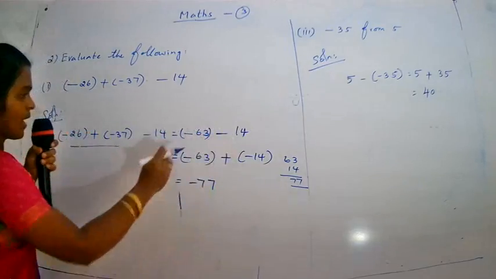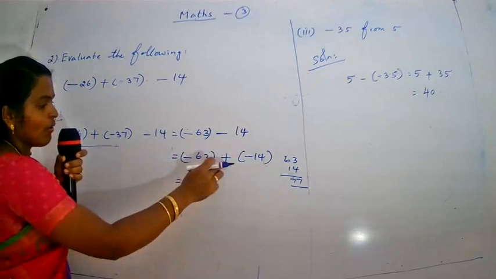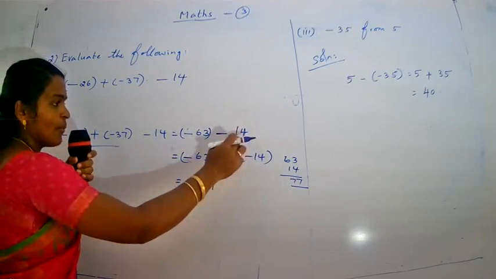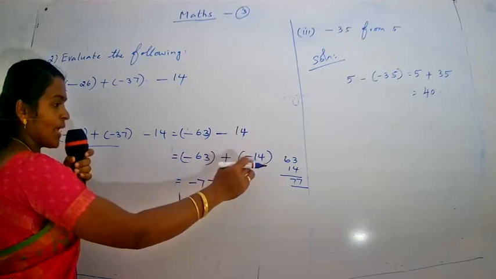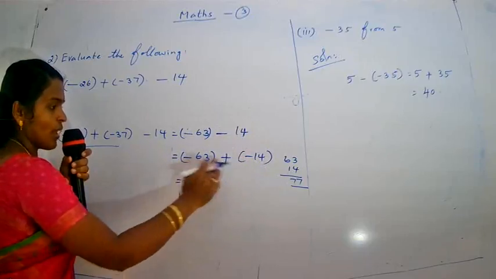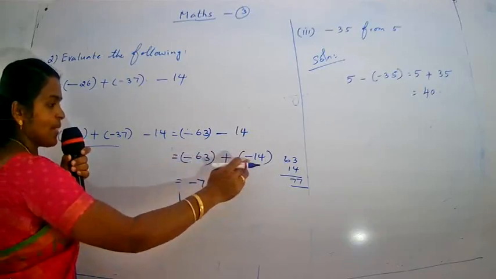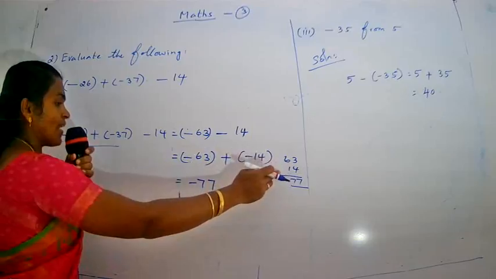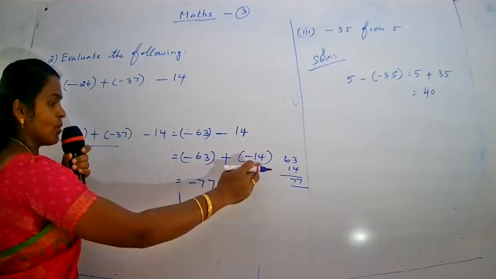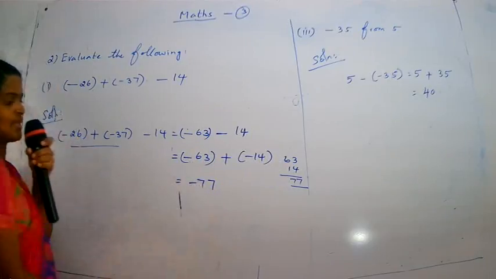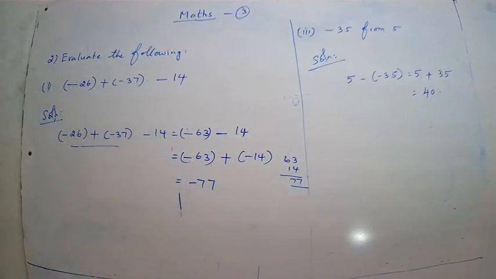Okay. Yes. Now this is a subtraction. So you convert into plus. That time you put the additive inverse of 14. What is the additive inverse of 14? Minus 14. So now we are coming to the addition. Minus, minus same sign. So we add the value, 63 plus 14 is equal to 77. So minus 77. Okay, children, clear? Then one more sum.